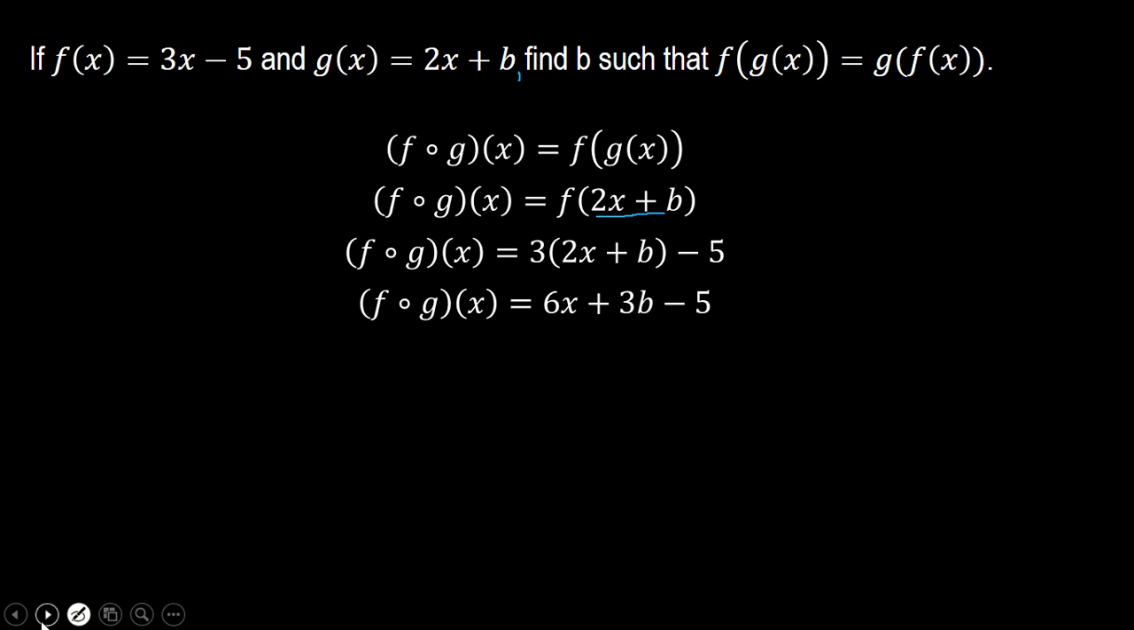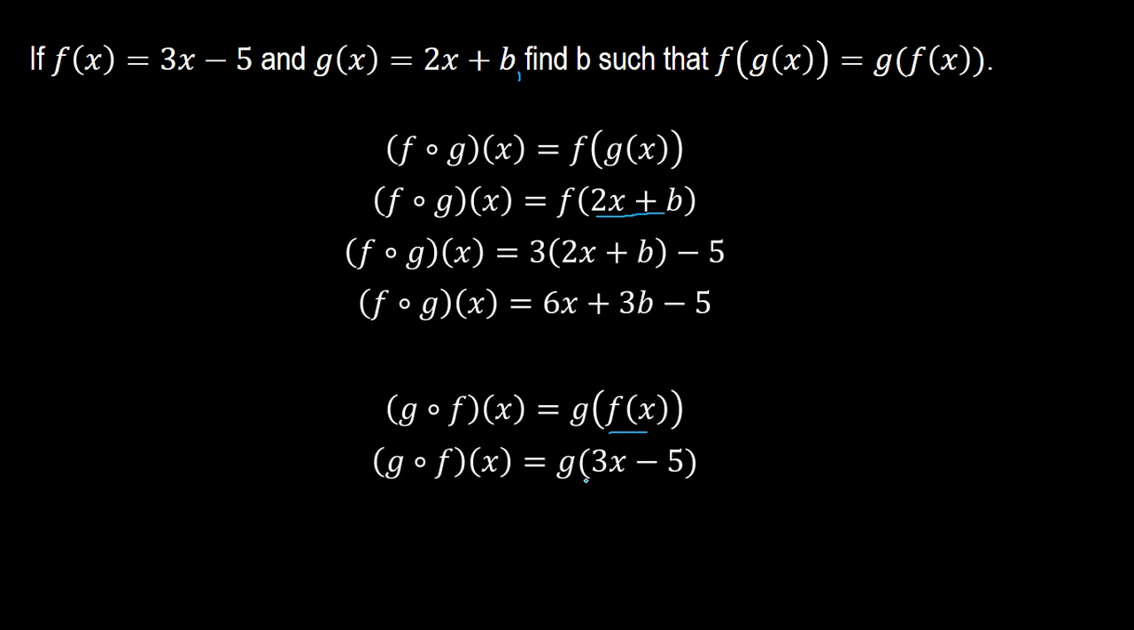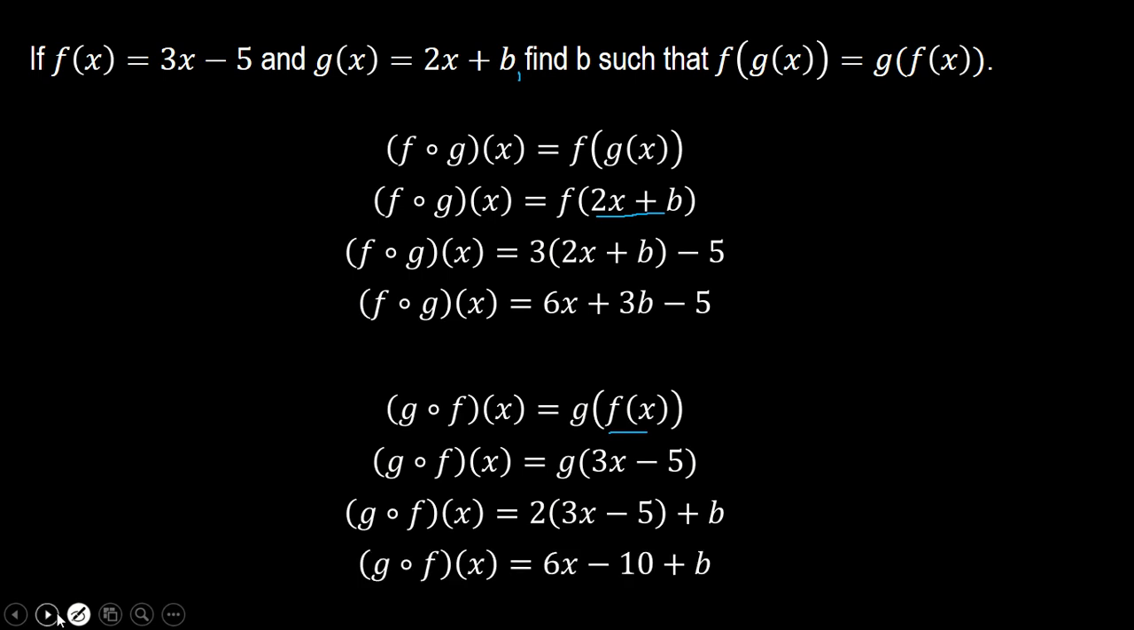And then, how about the g of f of x? For the g of f of x, this time, we're going to substitute the f of x. This will serve as our x to substitute in our function g. So we'll have g of 3x minus 5. If we substitute that to function g, we'll have 2 times the quantity of 3x minus 5 plus b. And then if we simplify that, we'll obtain 6x minus 10 plus b.